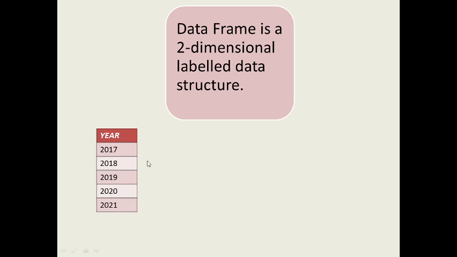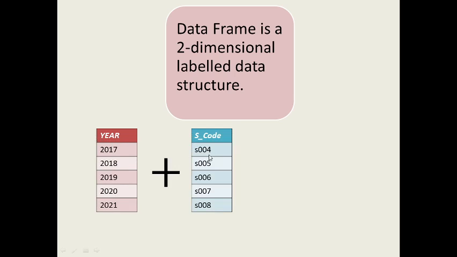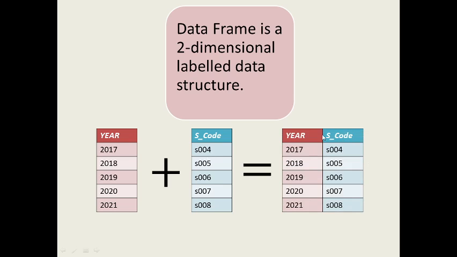Here you can see we have one column that is labeled with air, and when we combine this column with another column, the combined data structure is known as a data frame. So a data frame is just like a table with rows and columns. Here this data frame has 2 columns and 5 rows. A data frame can have multiple rows and multiple columns. Now let's see how to create a data frame using the Pandas library.